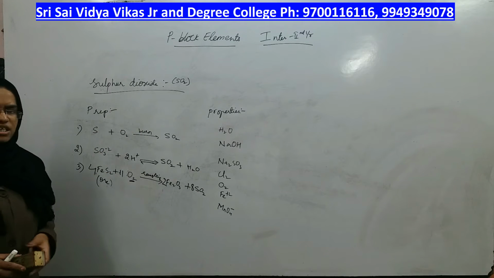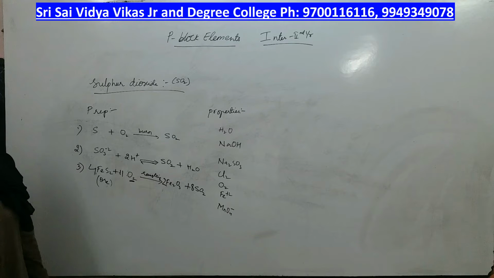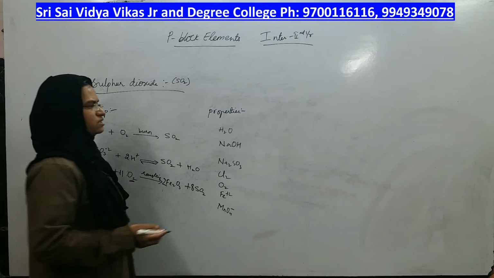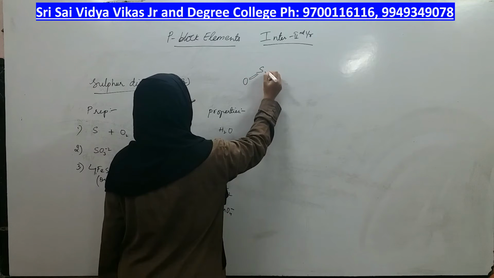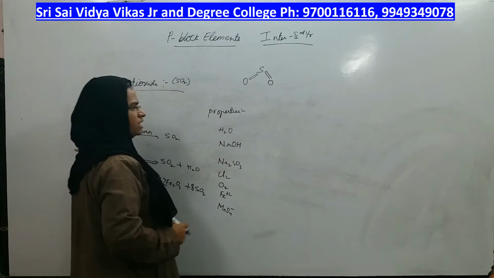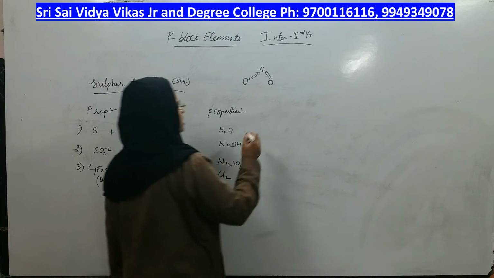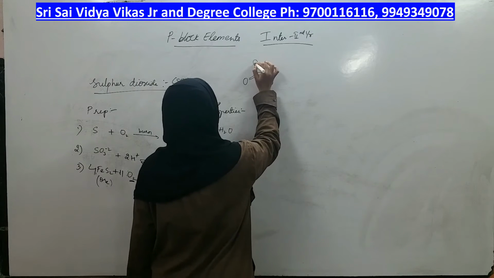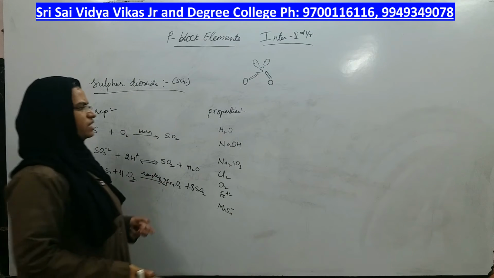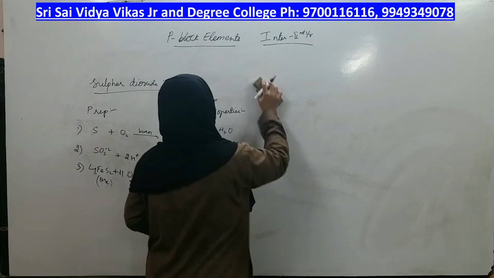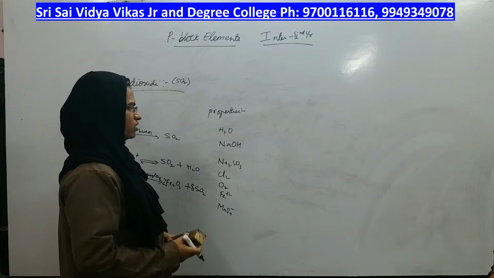Now we will look at the properties of sulfur dioxide, but before going to that, let us look at the structure of sulfur dioxide. The shape of sulfur dioxide is angular, right? It has an angular shape in which there is a lone pair of electrons. Now let us look at the properties of sulfur dioxide.